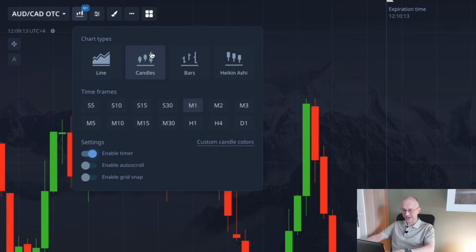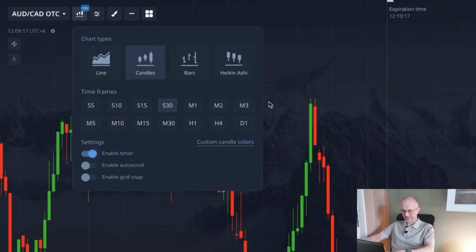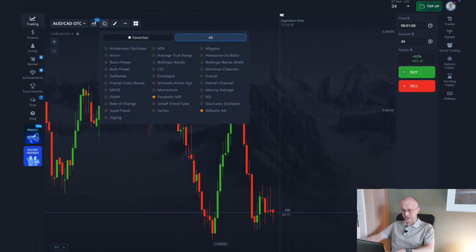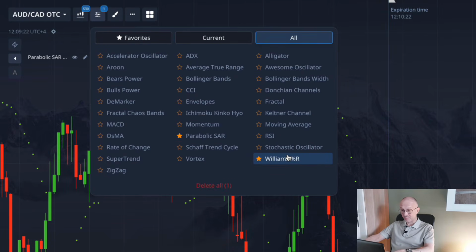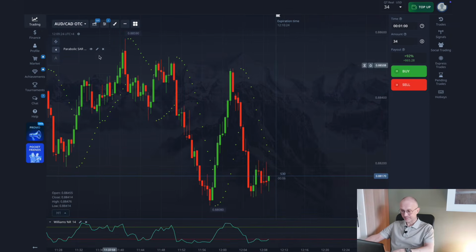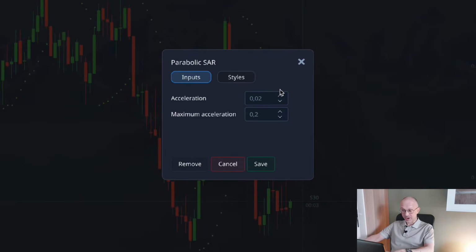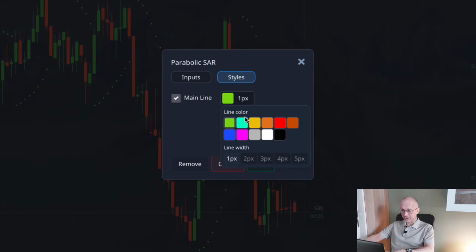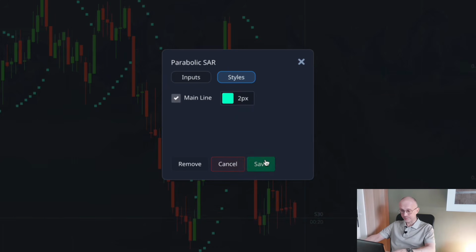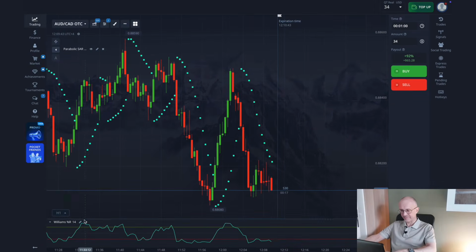First, let's prepare the tools for work. I'm setting classic candles and the time frame is 30 seconds. Let's go to the Indicators tab and select the Parabolic SAR and the Williams. Let's configure the Parabolic SAR first. Set acceleration to 0.03. Set maximum acceleration to 0.3. And in style, let's change the color to turquoise and the width to 2 and save.